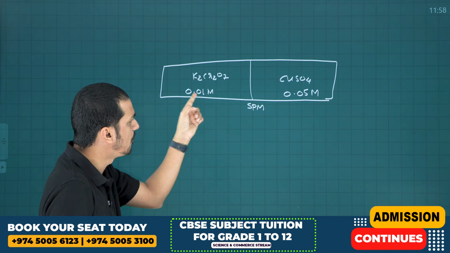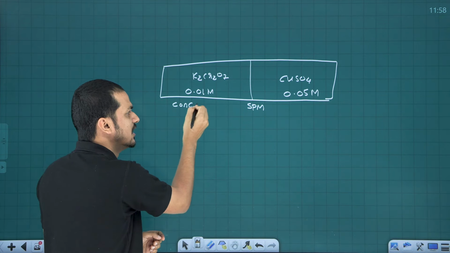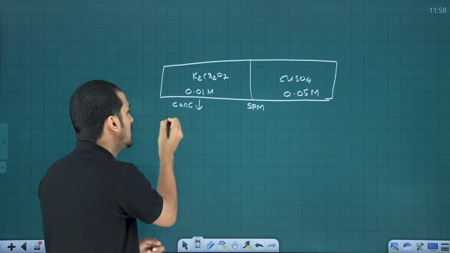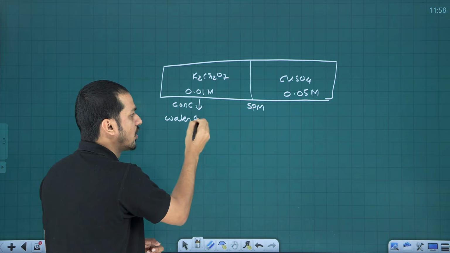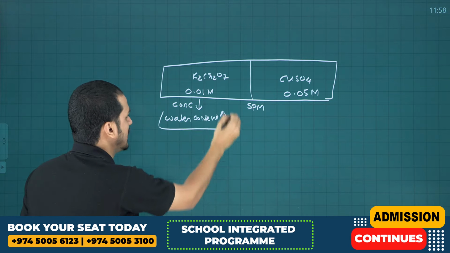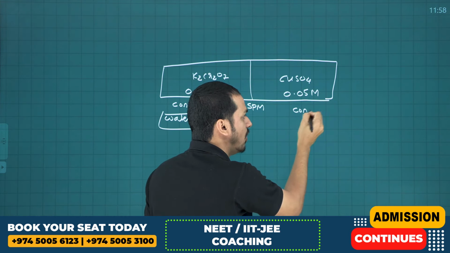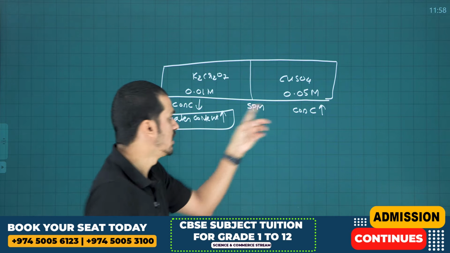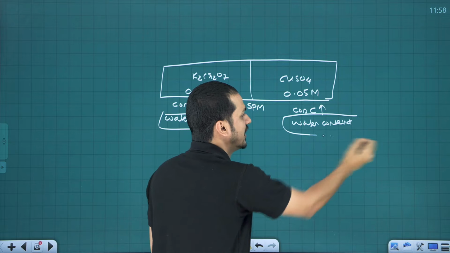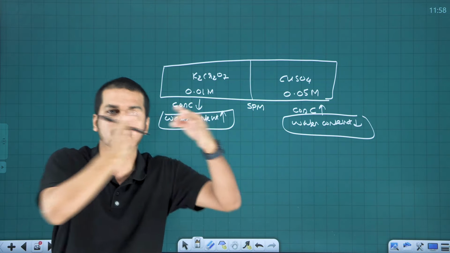Looking at it, we can see 0.01 molar. 0.01 molar means the concentration is less. Concentration less means more diluted. More diluted means the water content is more here, on the K2Cr2O7 side. What about here? Here the concentration is more compared to this one. Concentration more means water content less. Water is the solvent. Solvent always flows from the high solvent region to the low solvent region.